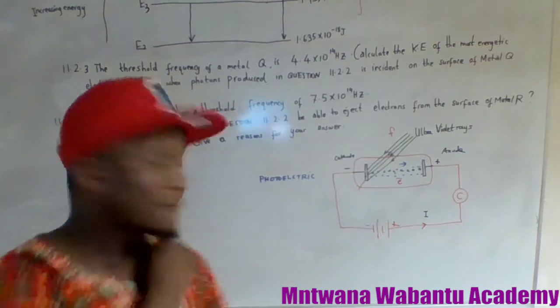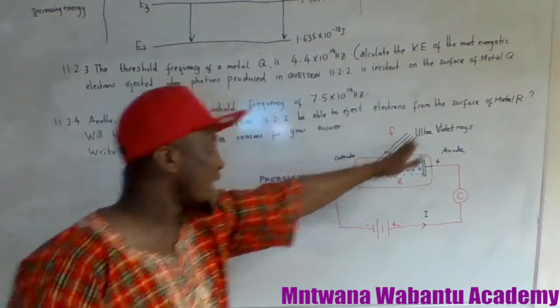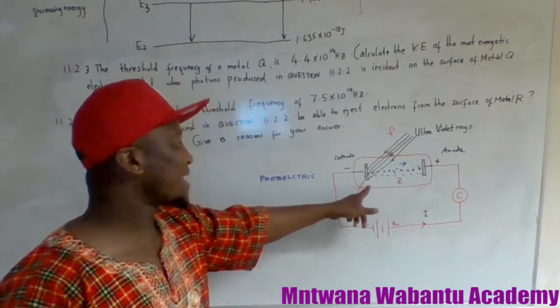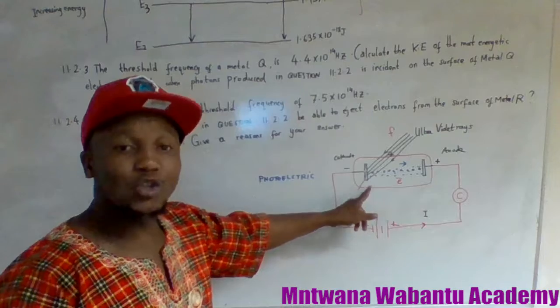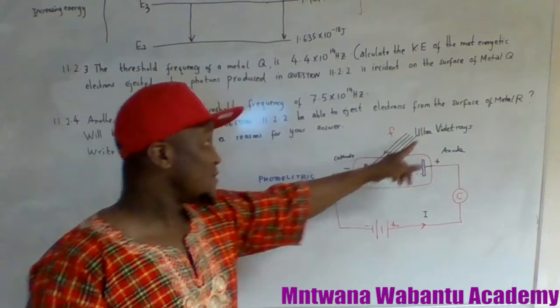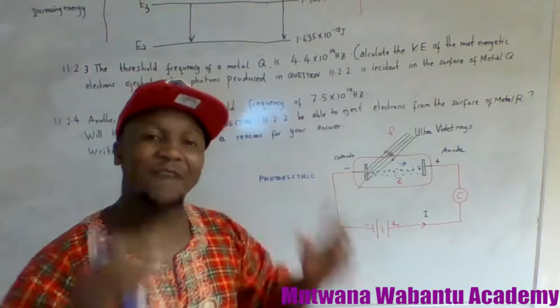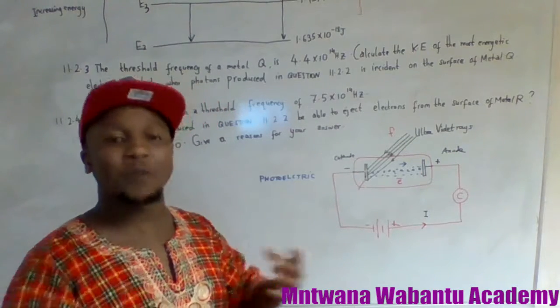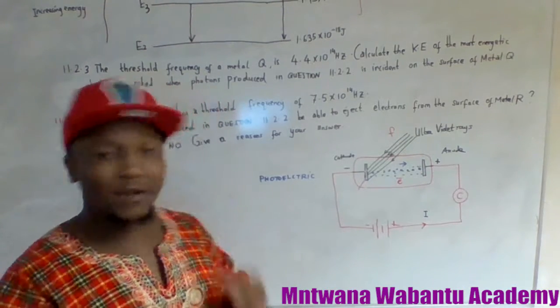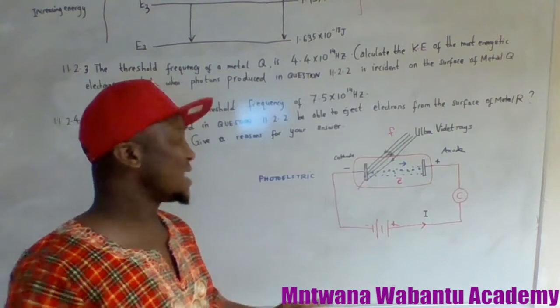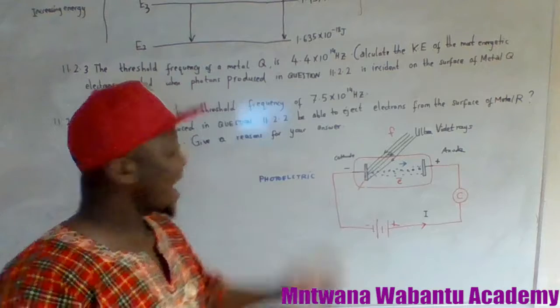Let me say it again. If light comes in, it strikes the cathode. If these rays have a higher frequency, obviously the energy is going to be bigger. Frequency and energy are directly proportional. So if this frequency comes here and it has a high energy, okay, I'm going to say this.